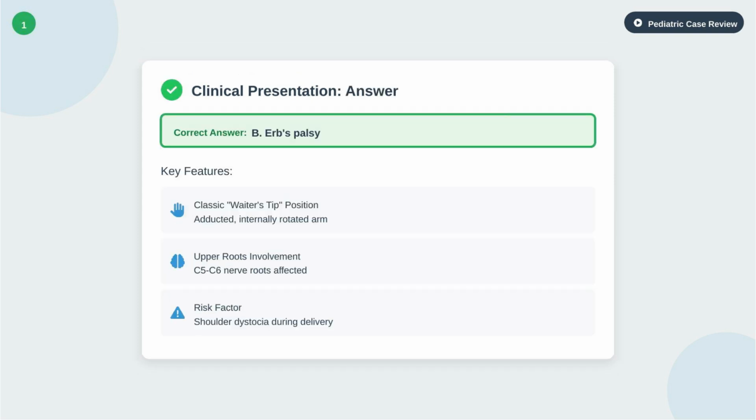Erb's palsy. This condition typically presents with the characteristic waiter's tip position where the arm is adducted and internally rotated, with the elbow extended and wrist flexed. This posture reflects injury to the upper roots of the brachial plexus, specifically C5 and C6 nerve roots. Shoulder dystocia during delivery is a significant risk factor for this condition, as excessive lateral traction on the head can stretch these delicate nerve roots.